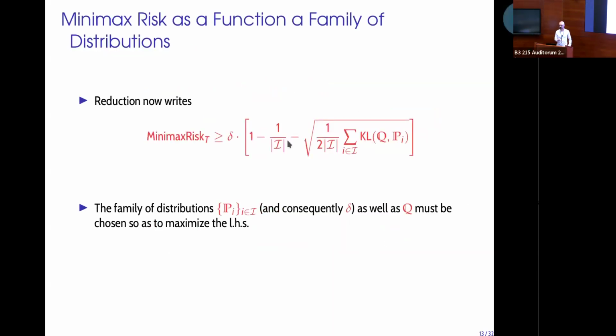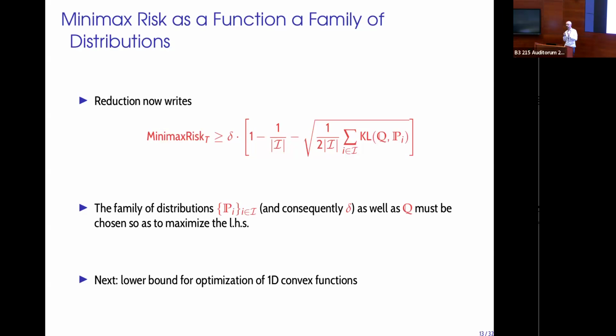Okay, so we plug this term into the minimax risk, and you get delta multiplied by this thing. And now our job is to choose the probabilities here, to choose Q. And choosing the probabilities, by the way, will also implicitly choose delta, depending on what is the geometry of the functions that we are minimizing. Okay, sounds good. Any questions till now? Nope. Okay, so let's make an example.